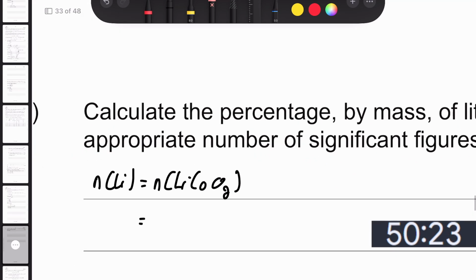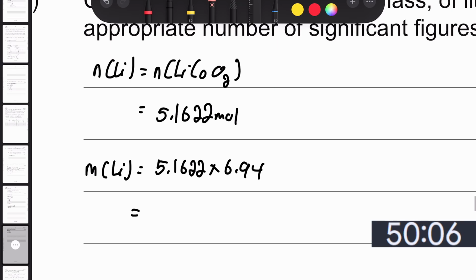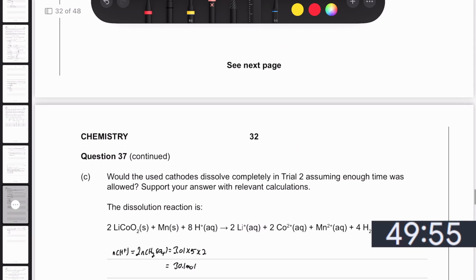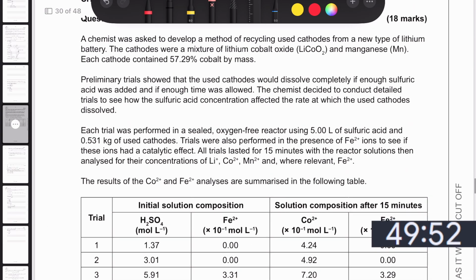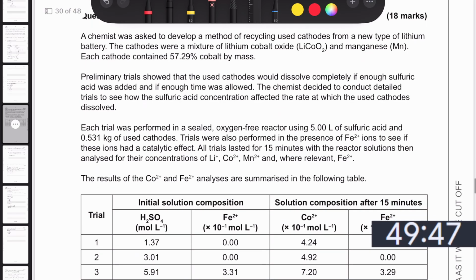5.1622 moles. So the mass of the lithium can be equal to 5.1622 times 6.94. So 35.83 grams. Appropriate number of significant figures. I'll just do it to 3 then. I do it to 3 because of this. So 531.